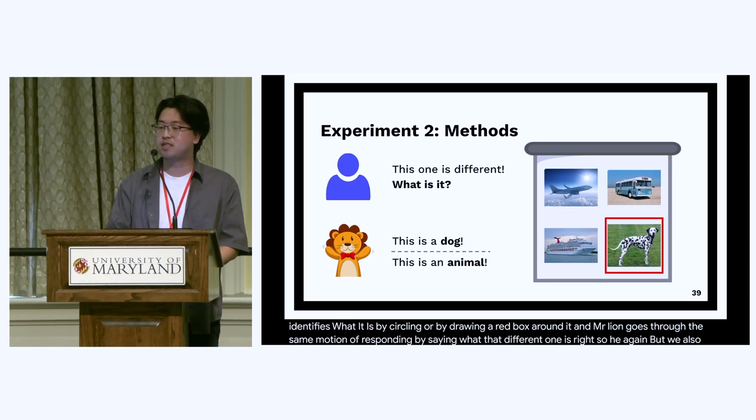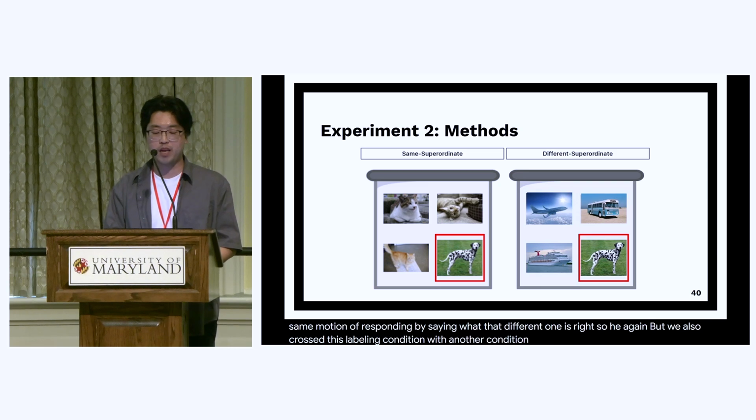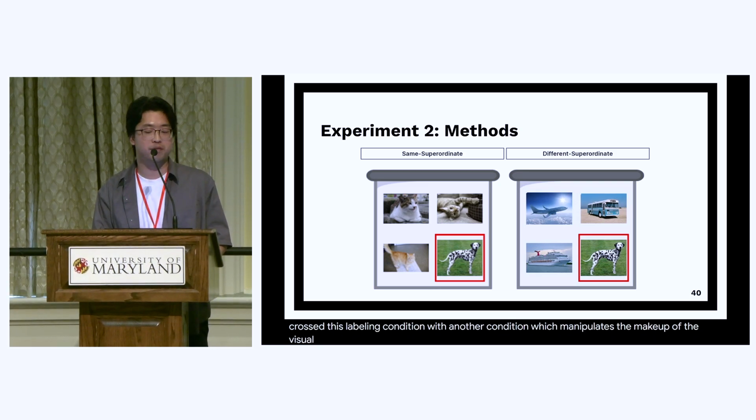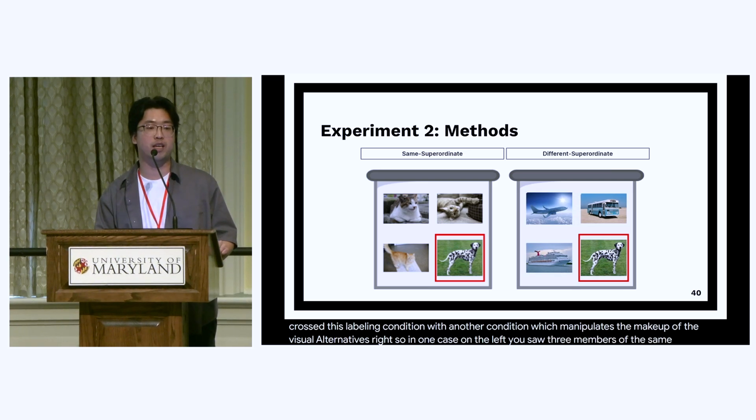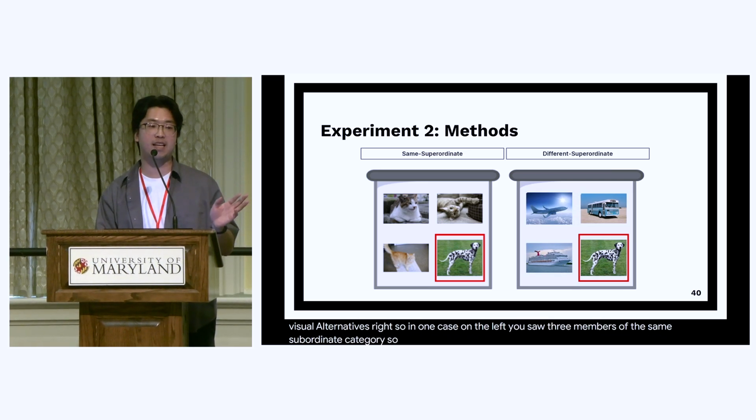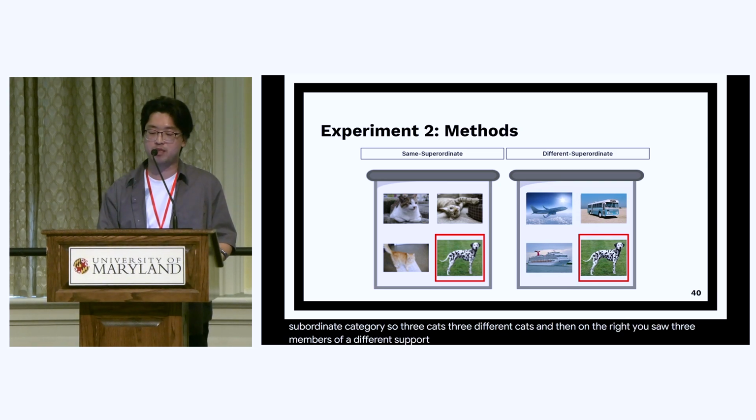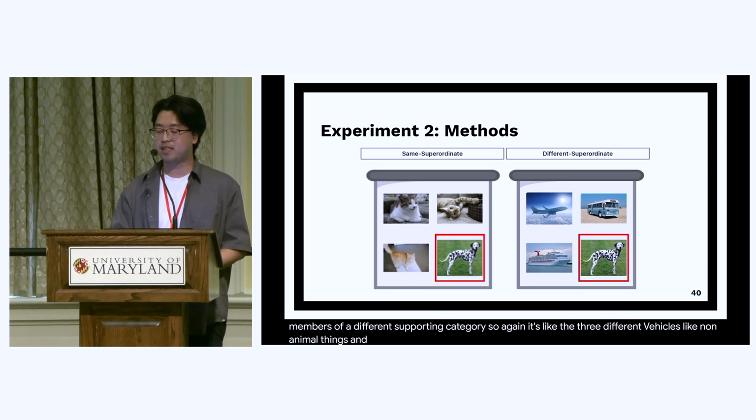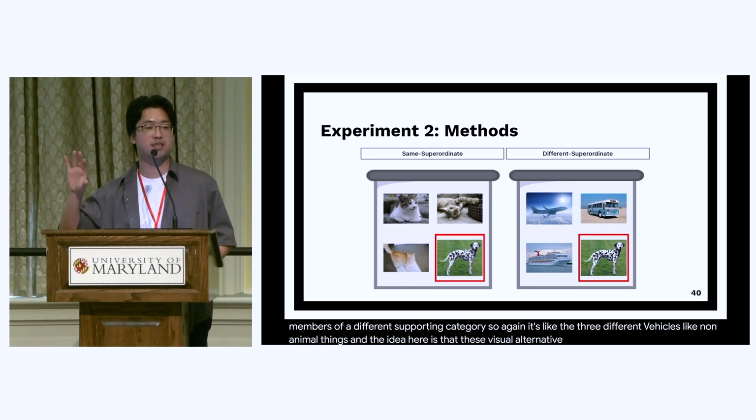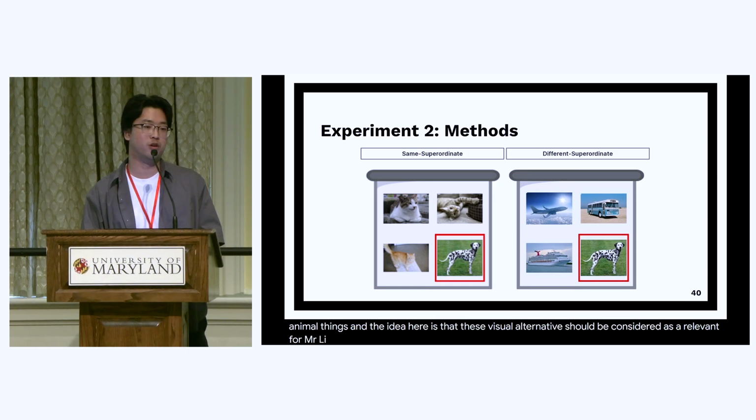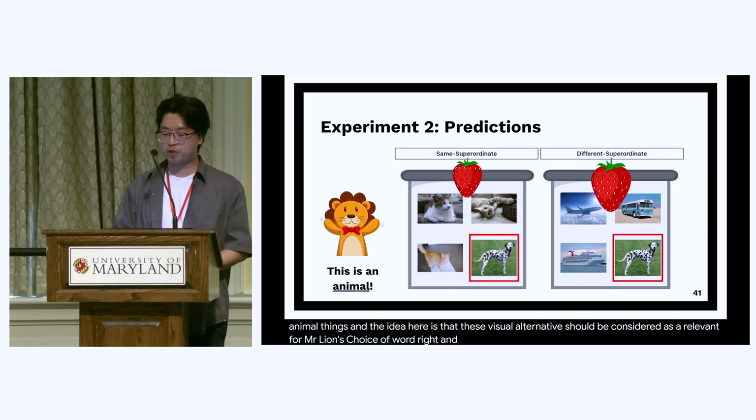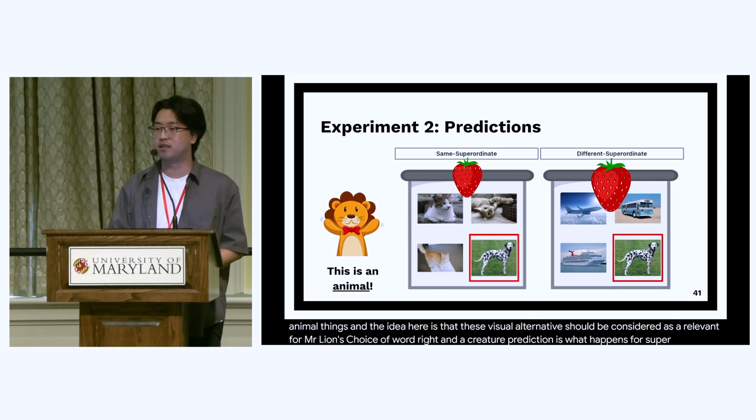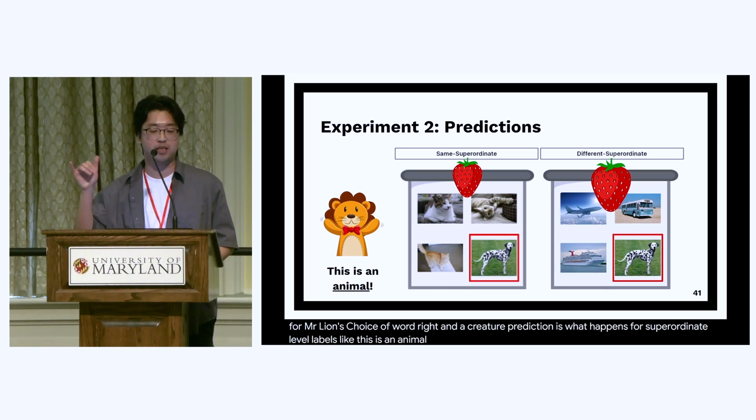But we also cross this labeling condition with another condition which manipulates the makeup of the visual alternatives, right? So in one case on the left, you saw 3 members of the same superordinate category, so 3 different cats. And then on the right, you saw 3 members of a different superordinate category. So again, it's like the 3 different vehicles, like non-animal things. And the idea here is that these visual alternatives should be considered as relevant for Mr. Lion's choice of word, right?